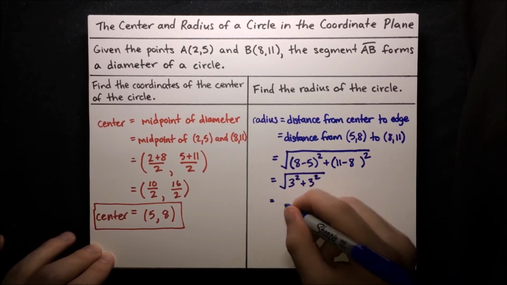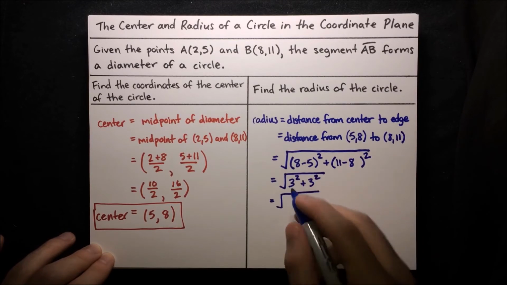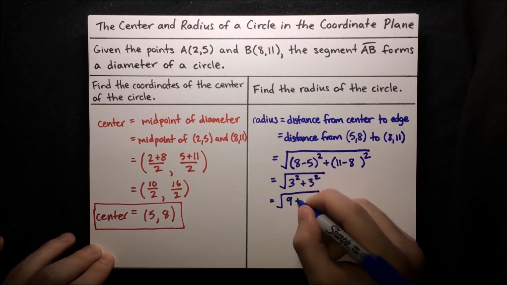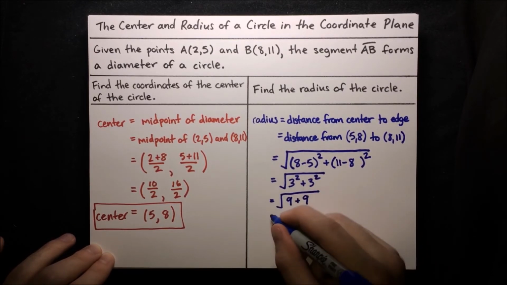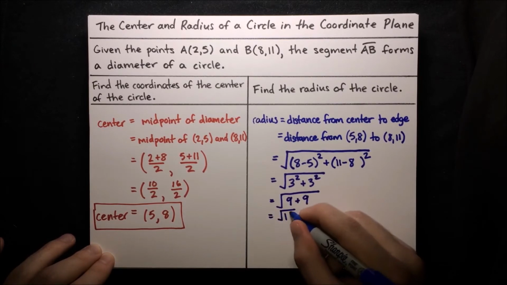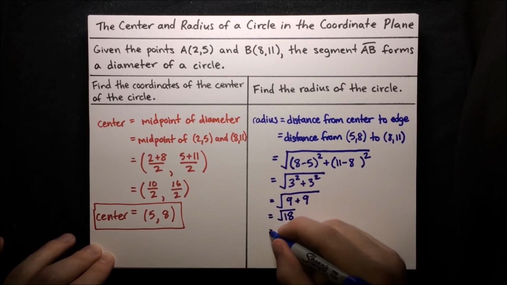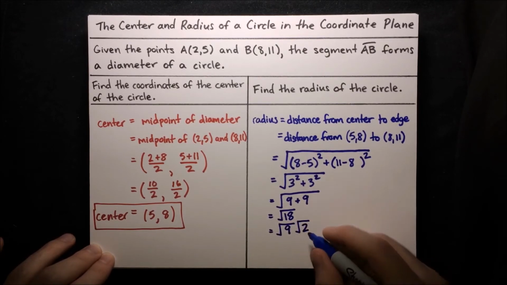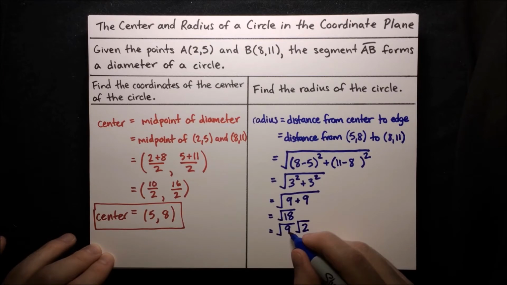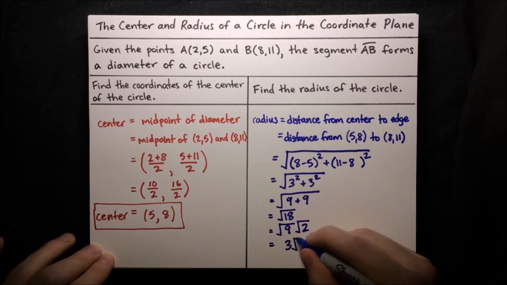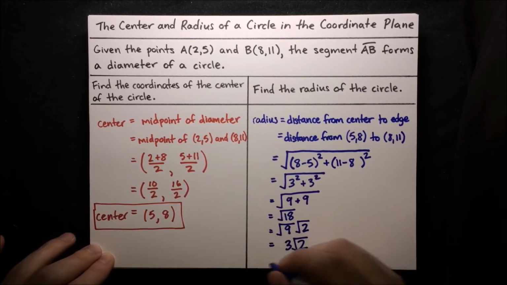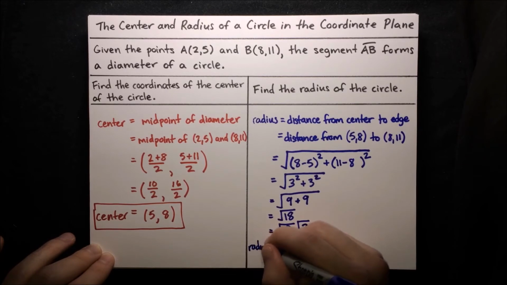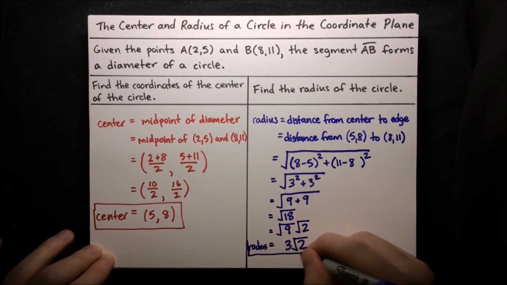Continuing our computation, this is equal to the square root of 3 squared is 9, so 9 plus 9, which is square root of 18. 18 is just 9 times 2, so this is square root of 9 times square root of 2, and we write it that way because 9 is a perfect square, which means that square root of 9 is a whole number. Square root of 9 is just 3, so 3 root 2. So there we go, that's our radius. Radius is 3 root 2.